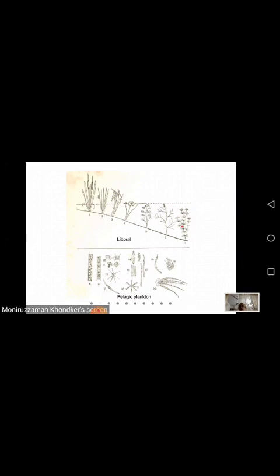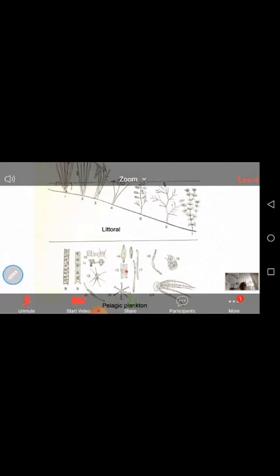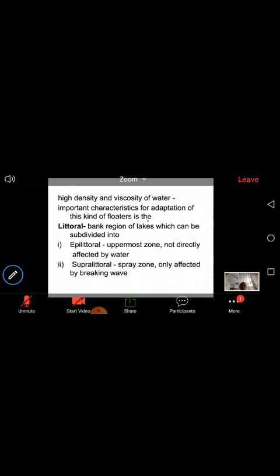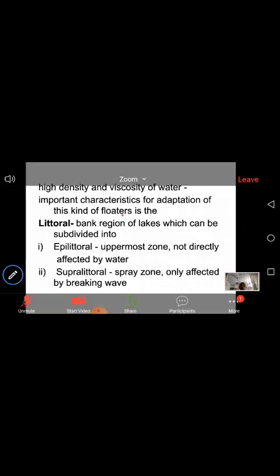So this actually gives the unique distribution of the littoral. And these are the pelagic plankton. Here you don't find this kind of plant, you find the microscopic plants which are free living in the water, and they are all planktonic. And high density and resources is an important characteristic for adapting to this kind of habitat.